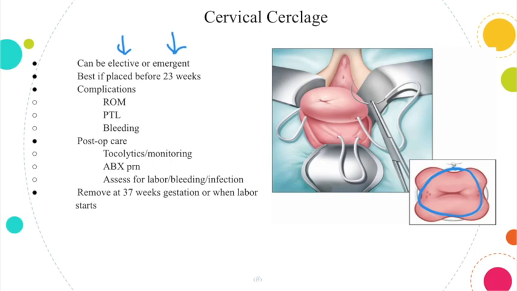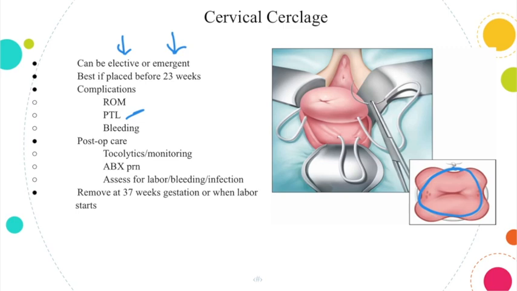Complications of that can be rupturing of membranes, certainly if membranes are beaking or close to the top there. Preterm labor, because anytime you do a pelvic exam or bother the cervix, certainly doing a surgical procedure, it releases prostaglandins. Prostaglandins can cause uterine irritability and contractions. So that's the deal with that. Also, you can have bleeding because you're putting a needle in the cervix. Post-op, they're going to give medications called tocolytics. We're going to talk about those, I think, in the next 2 slides.